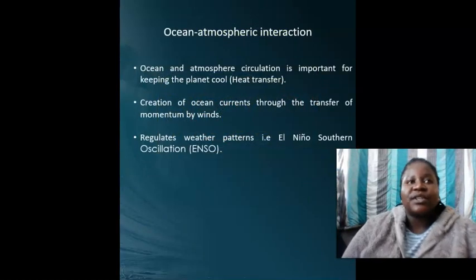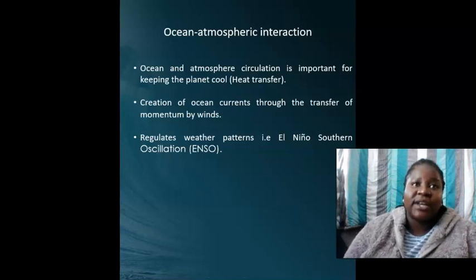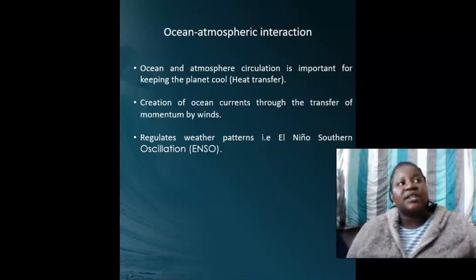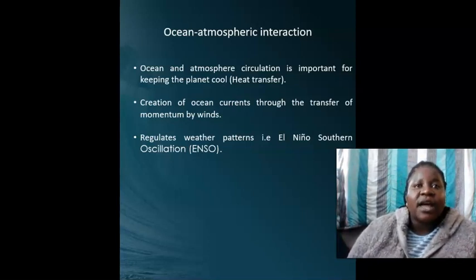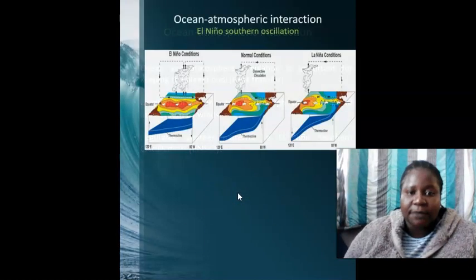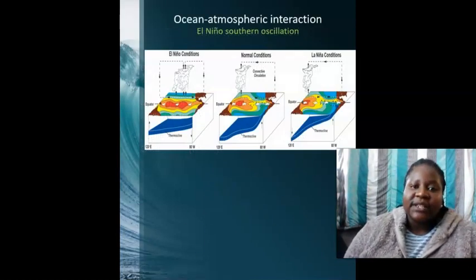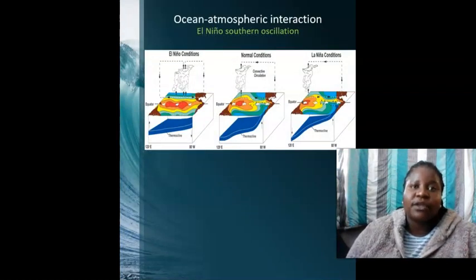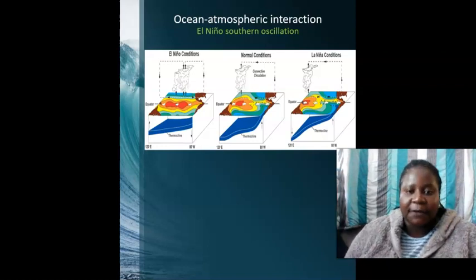So we have learned that the ocean and atmosphere are important because they exchange momentum in order to create currents and thus distribute heat across the globe. But they can also regulate our weather patterns, and one way in which they do that is through what we know as the El Niño Southern Oscillation phenomenon. So El Niño is basically the periodic change in the easterlies along the equatorial Pacific.